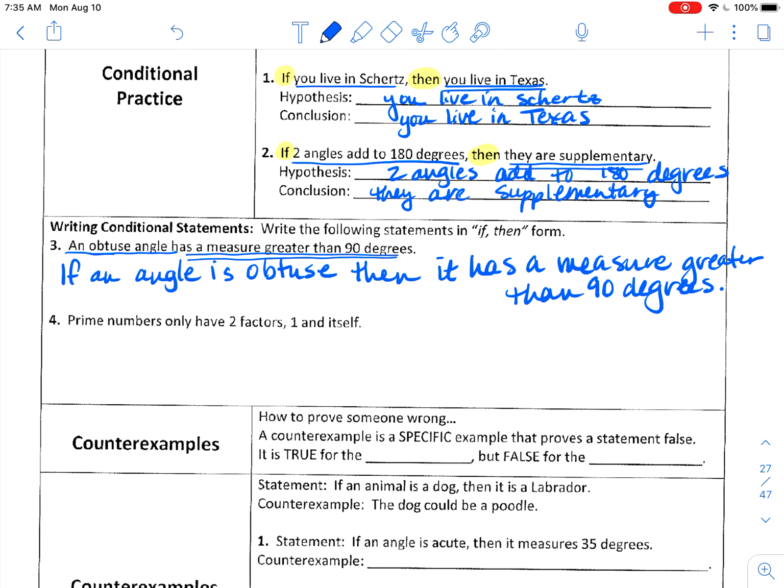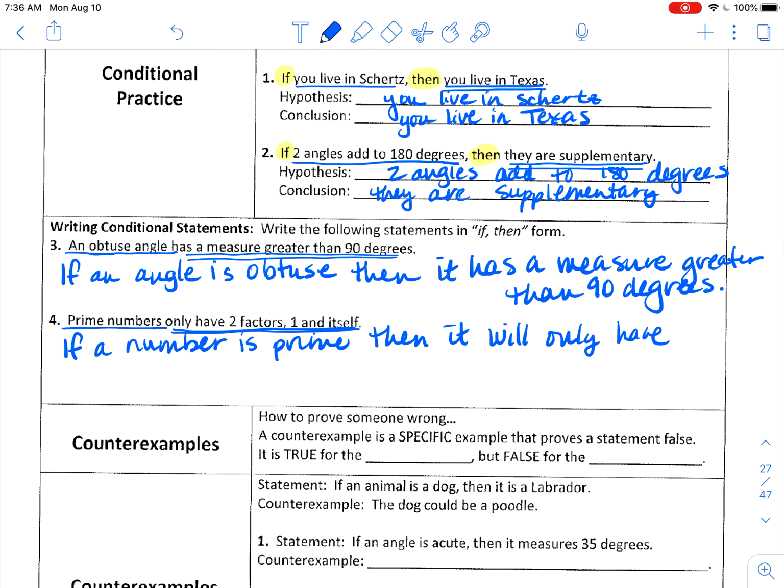All right, let's try this again. Remember, the if goes in the beginning. And let's see what we've got. Prime numbers only have two factors, one and itself. So we've got to rewrite something about prime numbers. So how about if a number is prime, then it will only have two factors, one and itself. That's a 1.